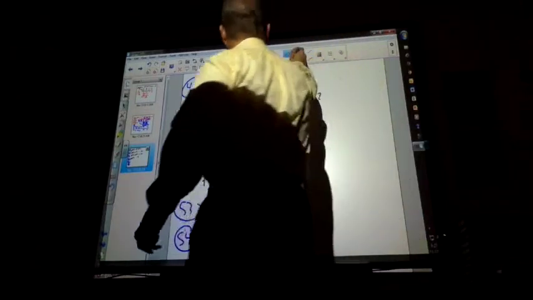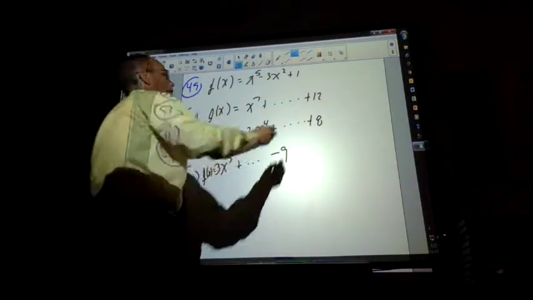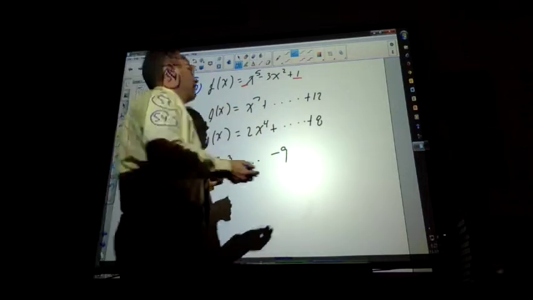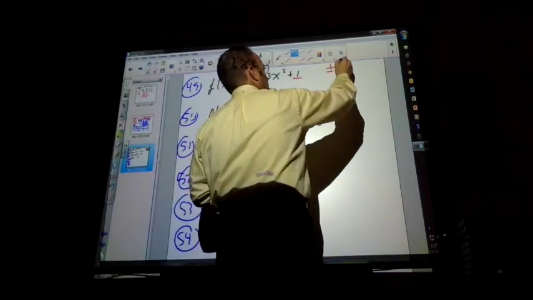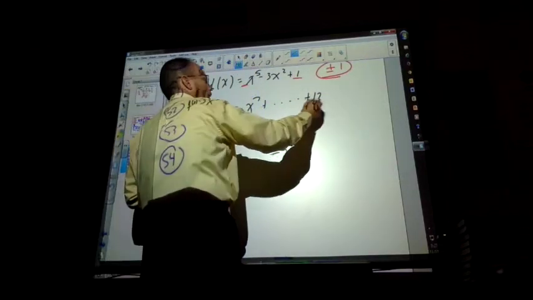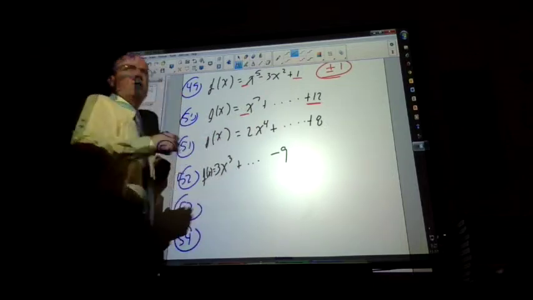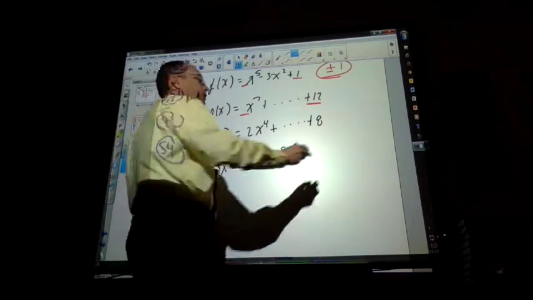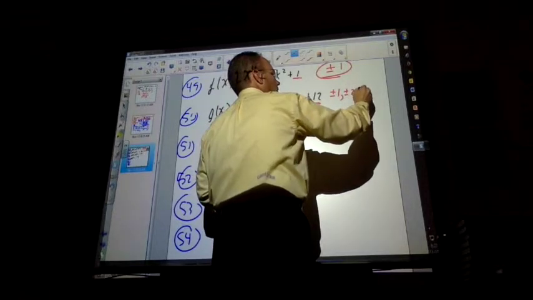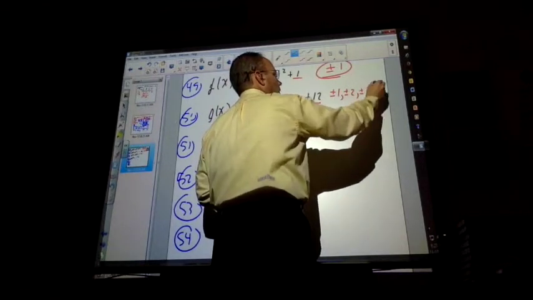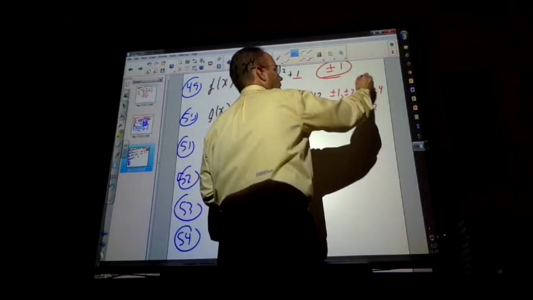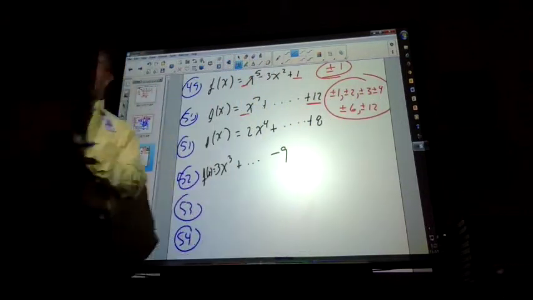Alright, so if they want you to list all the possible solutions, you're going to take all the factors of this over all the factors of this. So all the factors of this first particular one are plus or minus 1, and that's all you need to list. On this one, I'm going to take all the factors of this over all the factors of 1, so it's just all the factors of 12. So I have plus or minus 1, plus or minus 2, plus or minus 3, plus or minus 4, plus or minus 6, and plus or minus 12. All of those would be over 1, so those are all possible solutions.